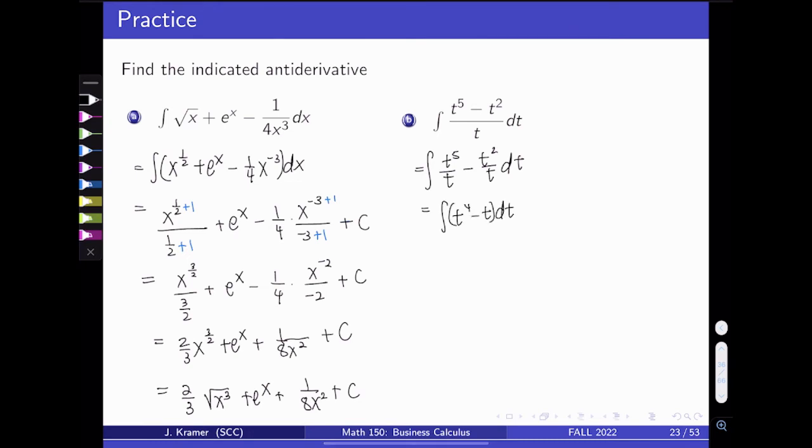We'll use the power rule and the difference rule for antiderivatives. What we have is t to the 4th plus 1 over 4 plus 1 minus t to the 1 plus 1 over 1 plus 1 plus c. We'll have a family of functions that represent the antiderivative of the integrand. We have t to the 5th over 5 minus t squared over 2 plus c. That's our indefinite integration, making sure to always add the plus c when there's no limits of integration.